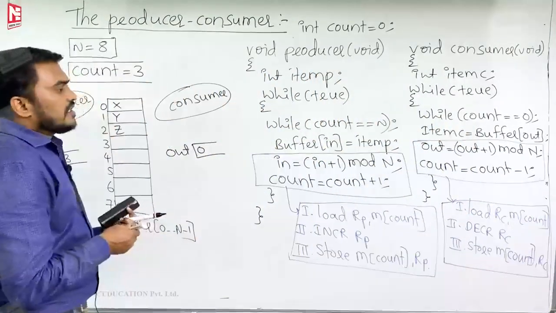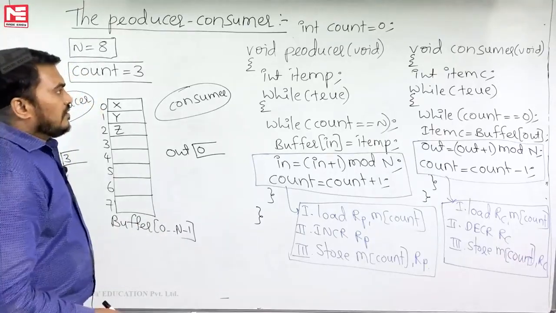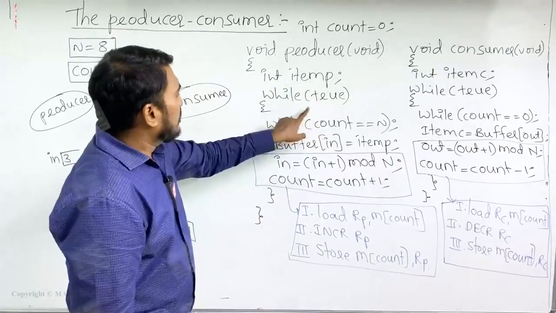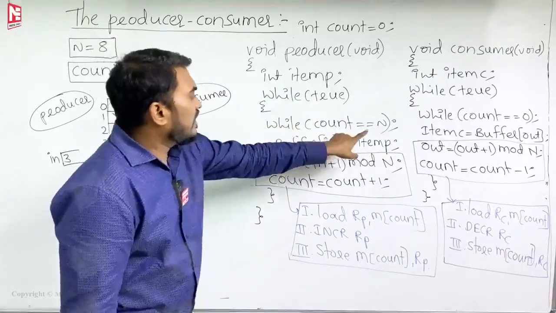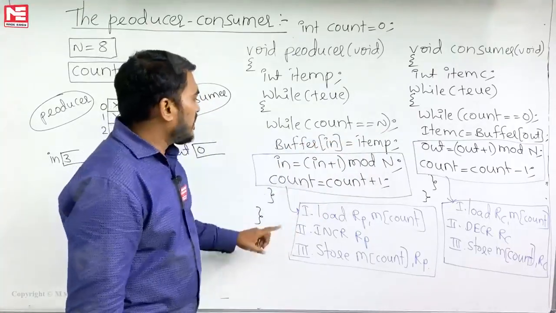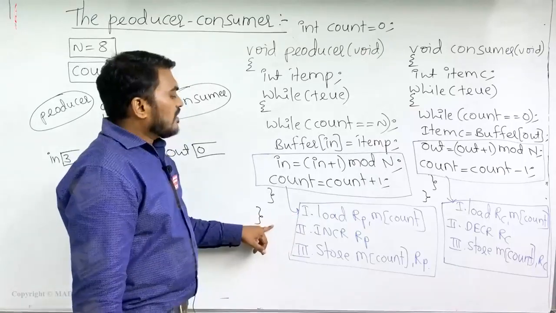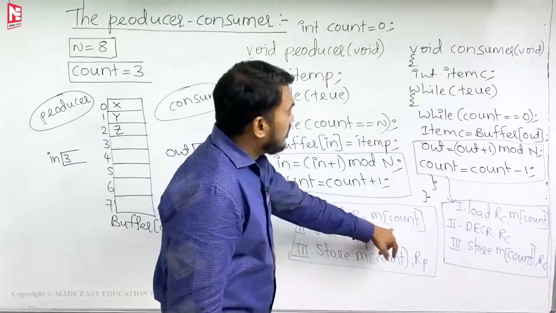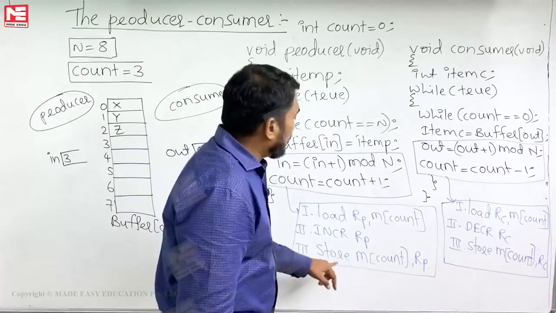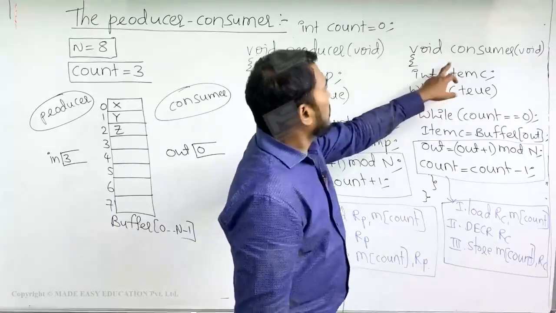Okay, just copy this. This is integer item p, while true, while count equal to n semicolon, buffer of in equal to item p, in equal to in plus 1 mod n, count equal to count plus 1. Here there are 3 instructions: load the value of count into a register, increment the register value, store the incremented register value back into count. And next, the consumer void.